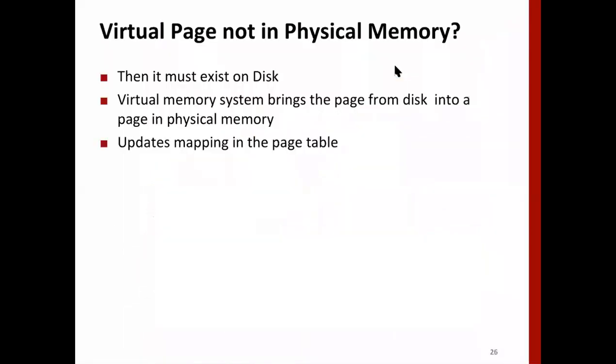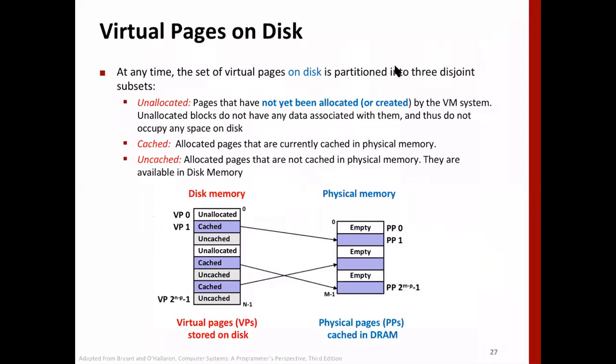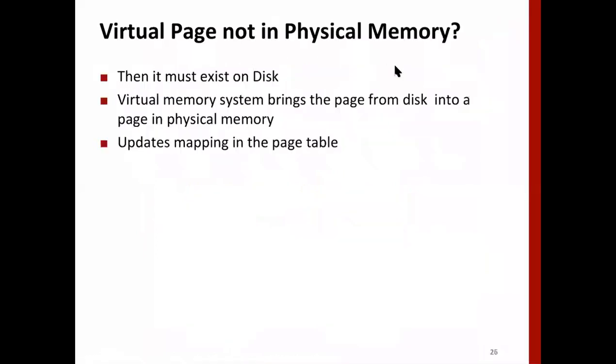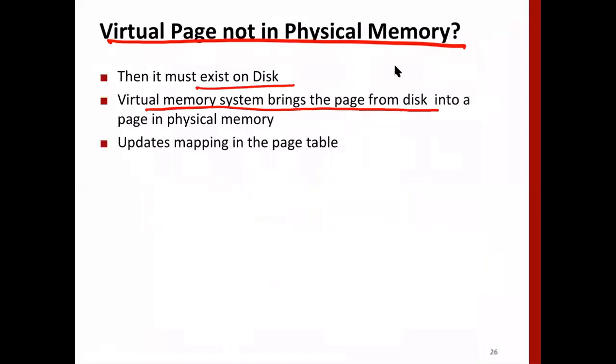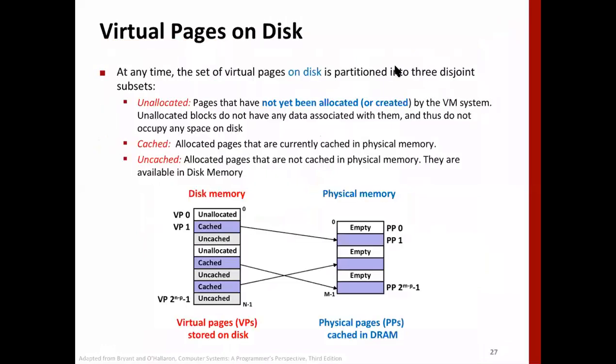We have discussed this point also, and again we will look into it. What happens if the virtual page is not in physical memory? Then it must exist on disk. The virtual memory system copies the page from the disk into a page in physical memory and updates the mapping in the page table. So simple.